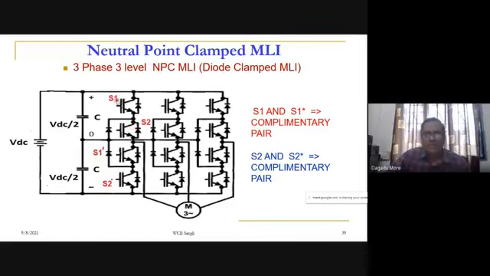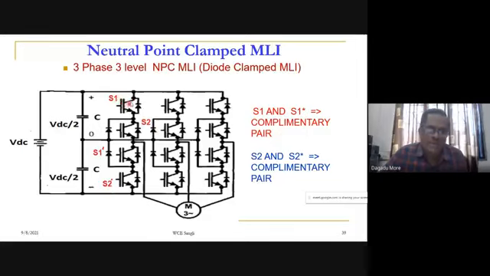Here we are given the names S1, S2, and here S1 we can call S1 dash, or S1 star. They form one pair. A complementary pair we call S1 and S1 dash. Complementary pair means that if S1 is on, S1 star or S1 dash will be off. If S1 dash is on, S1 will be off. So out of S1 and S1 star, one device will be on, one will be off. That is the meaning of a complementary pair.